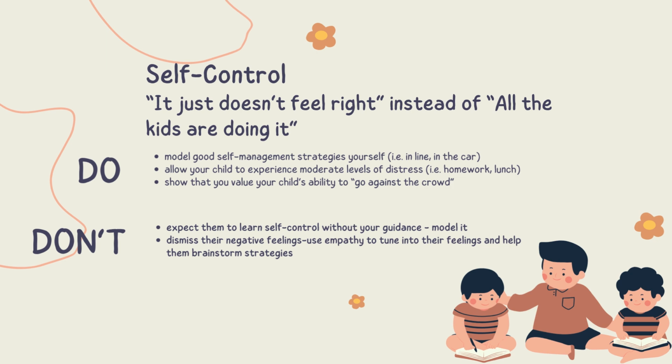So our next one is self-control. This idea that this just doesn't feel right, instead of all the kids are doing it. So the do's: model good self-management strategies. We want to think about things like when we're in the car and someone cuts us off or someone's being a crazy driver. How do we automatically react? If we lose it and start screaming and yelling, that's what we're modeling for our kid. And so, don't be surprised when our kids react the same way in situations like that.